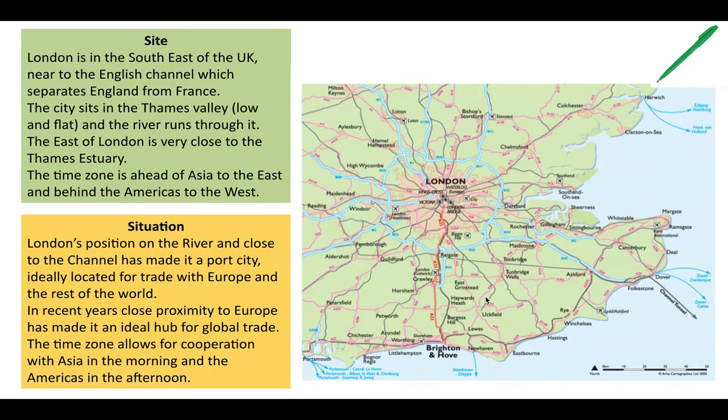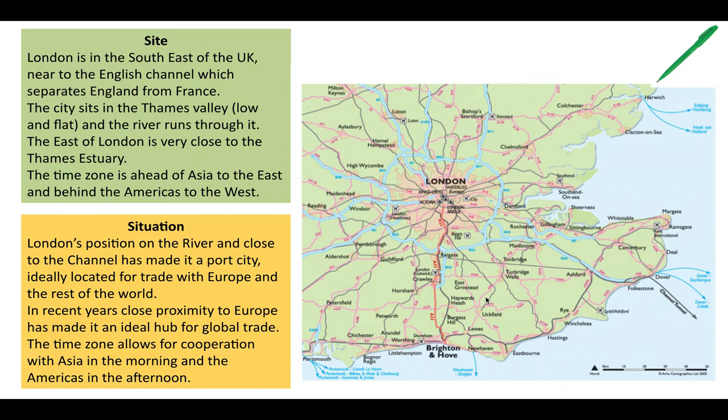Then, in terms of London's site, you should have already picked up on the fact that we are in the southeast of the UK. We're near to the English Channel, which separates England from France. The city sits in the Thames Valley. I've mentioned the River Thames. You should know that a valley is formed by a river, and particularly because we're in the lower course of the River Thames, it's a large, wide, flat valley, and the river runs straight through the middle of it. Of course, that should be pinging off in your head a whole host of issues that could come with sitting in the lower course of a river, particularly flooding.